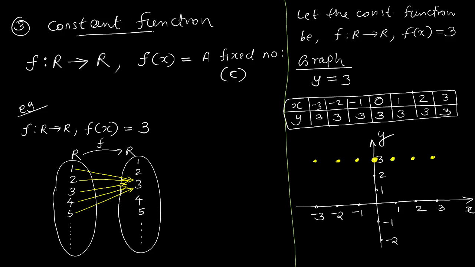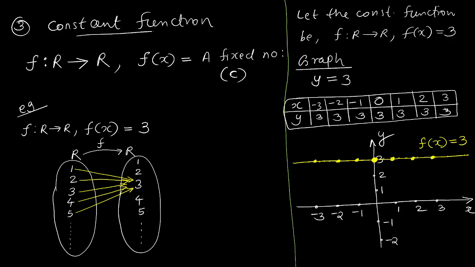If you include the fractions like 0.5, 3 and 0.7, 3, etc., you will get more points. So it looks like a line. Understood? So this is the graph of the constant function f of x equal to 3. So the graph of f of x equal to 3 is a horizontal line having y coordinate 3.